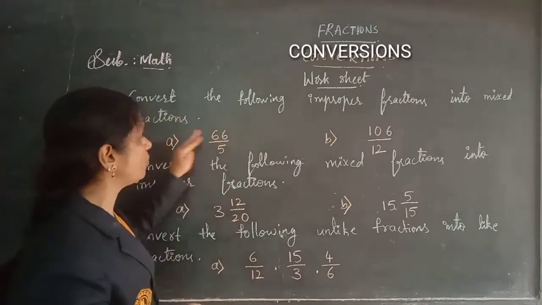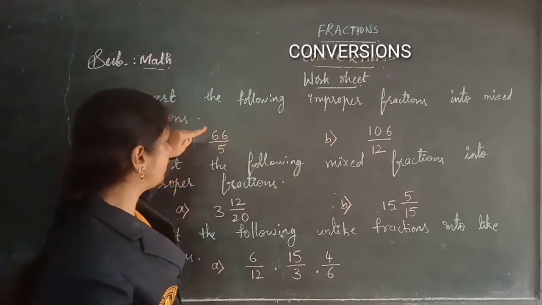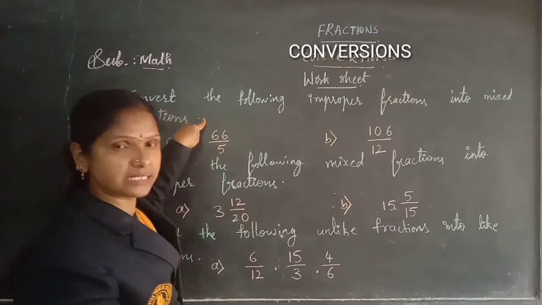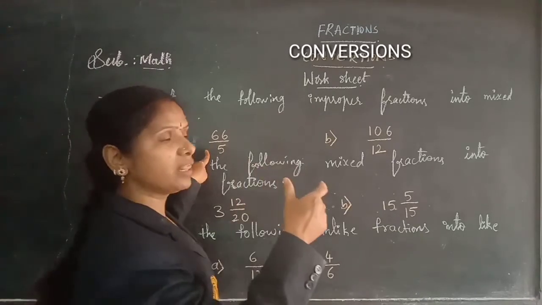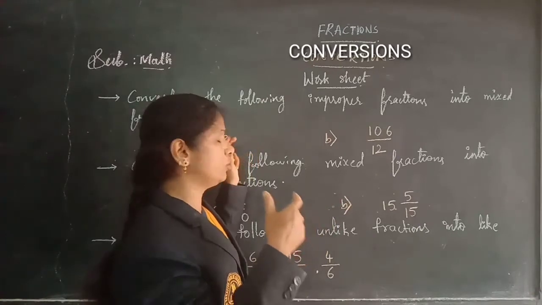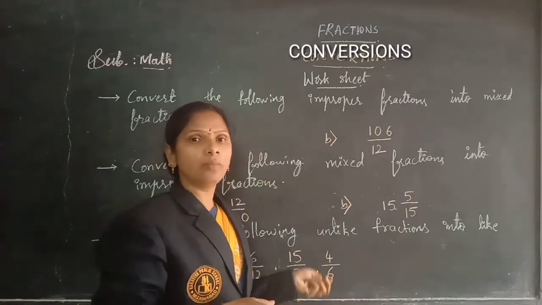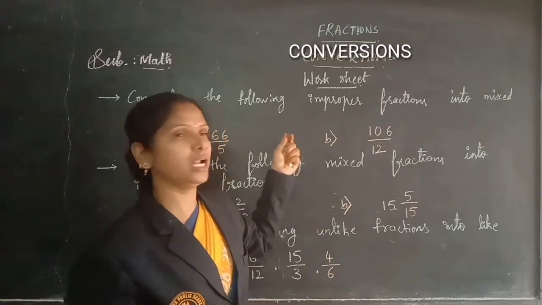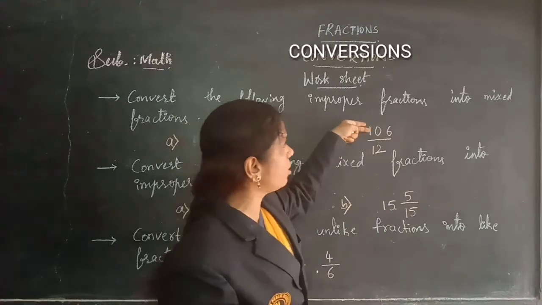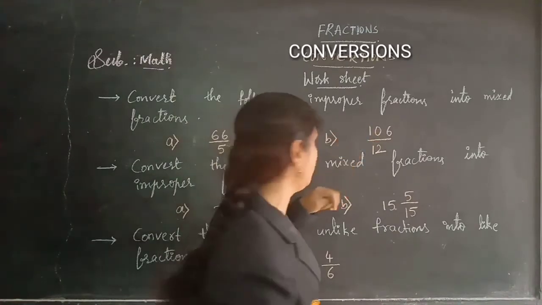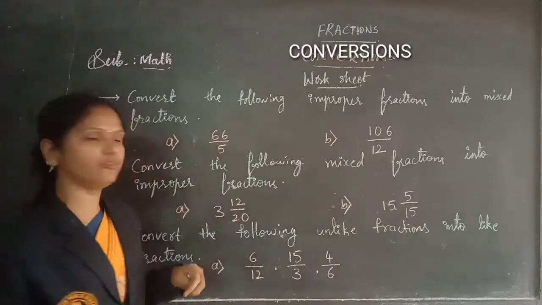How to convert the improper into mixed? The numerator number whatever I gave, you divide by the denominator. Nothing but 66 you divide by the 5 table. Okay. So the whole number quotient you are getting, you write as a whole number, and the remainder you write as the numerator and the denominator is nothing but the divisor, children. Here also 106 you divide by the 12 table.